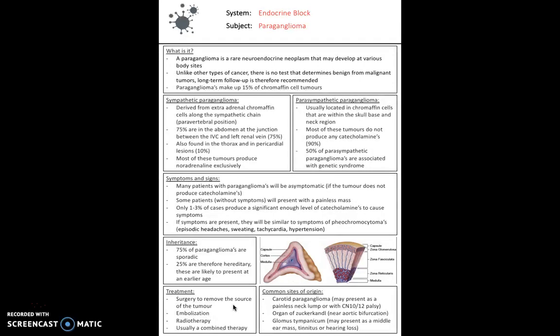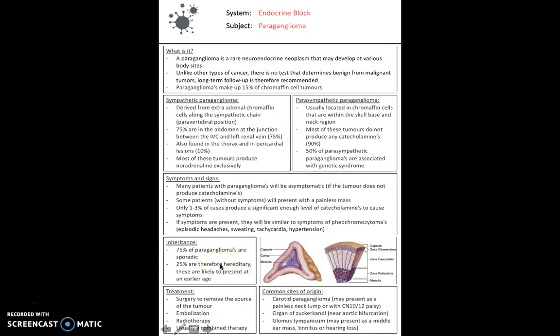Lastly, for this video, we take a look at paragangliomas, which are a neuroendocrine neoplasm that can develop at various body sites from chromaffin cell tissue. It's hard to tell between malignant and benign forms, and therefore we recommend long-term follow-up. They can be sympathetic or parasympathetic in their origin, and most patients are asymptomatic with paragangliomas as long as the tumour isn't producing catecholamines. Of course, if the tumour does start to produce significant enough levels of catecholamines, it will cause symptoms, and these will be things such as episodic headaches, sweating, tachycardia, and hypertension, those that are similar to pheochromocytomas that we just explored.